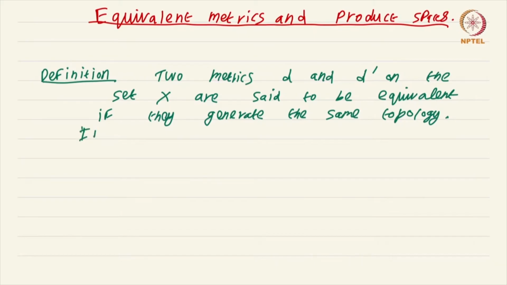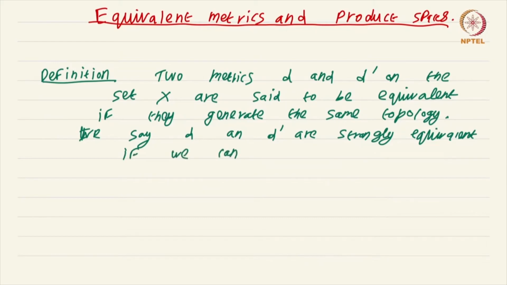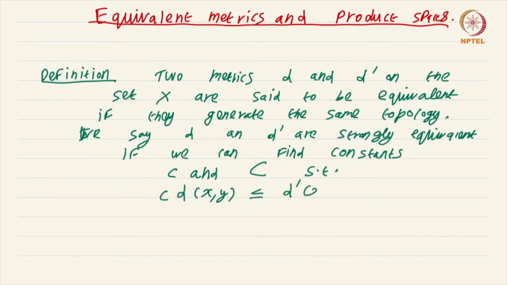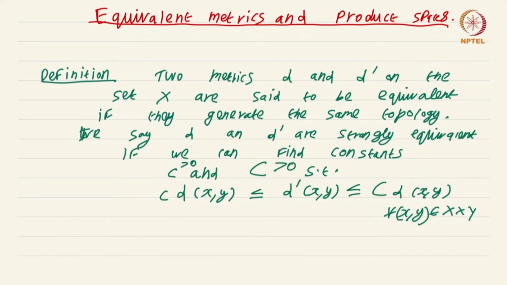If rather we say D and D prime are strongly equivalent if we can find constants small c and capital C such that we have the following inequalities: c d(x,y) is less than or equal to d prime(x,y) is less than or equal to capital C d(x,y), and this should be true for all pairs (x,y) in X cross X. Of course, small c is greater than 0 and capital C is also greater than 0.